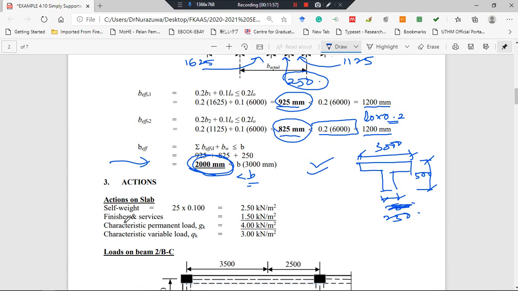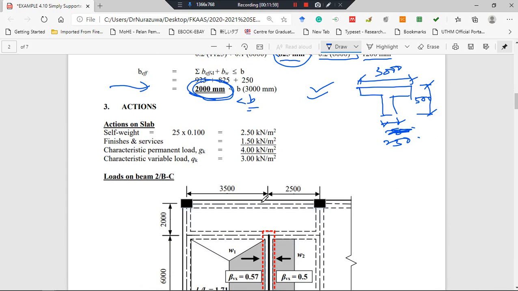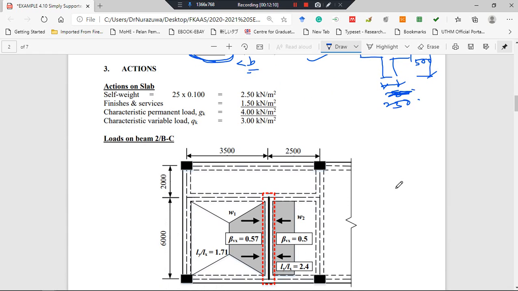Next is the action on slab. You need to do the load distribution from slab to beam. So this beam receives load from slab, plus the self-weight of beam, plus the wall. So this beam receives loading from slab, its own self-weight, and also the wall. First you need to calculate the slab.